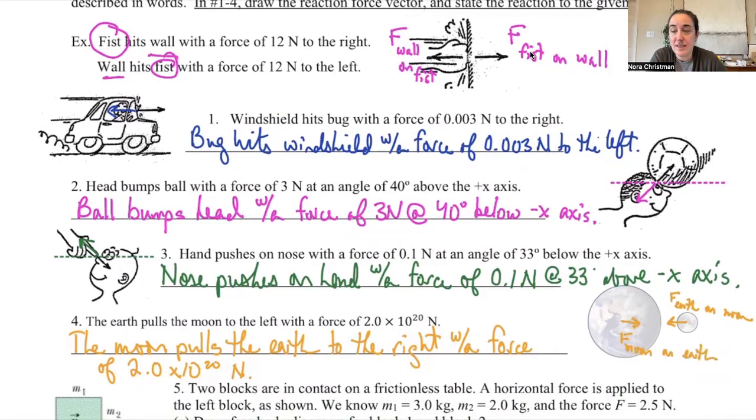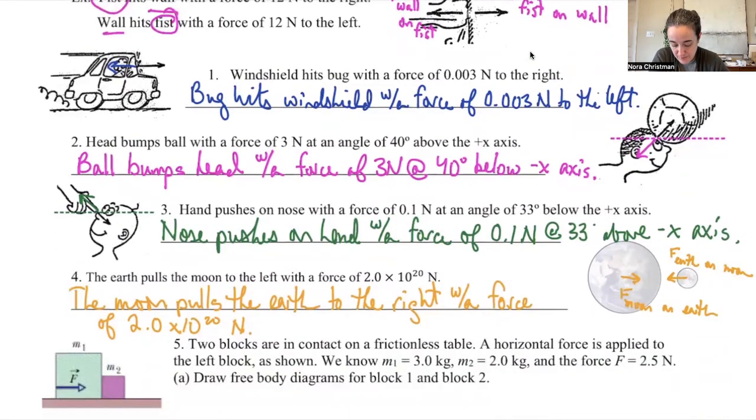But we don't see the Earth accelerating as much as we see the moon accelerating, just because the mass of the Earth is so huge compared to the mass of the moon. And so we see the moon changing direction as it travels around the Earth. We'll talk a lot more about that later. Okay, so let's take this Newton's third law idea and apply it to some problem solving.